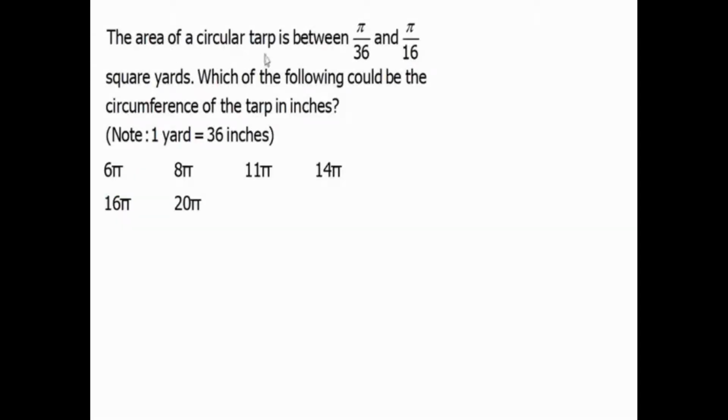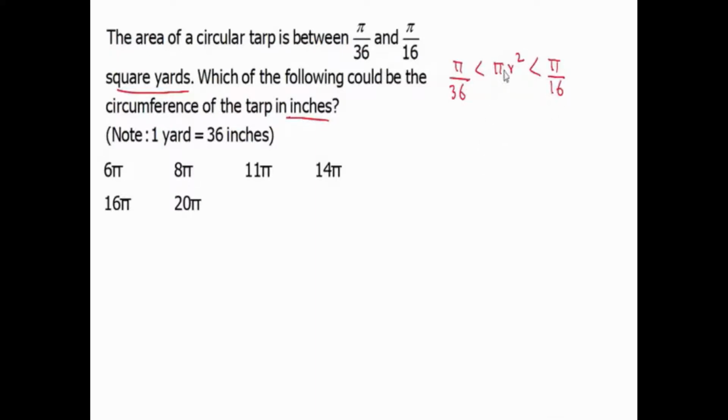The area of a circular tarp is between pi over 36 and pi over 16 square yards. Which of the following could be the circumference of the tarp in inches? Right then, so we know that the area of a circle is given as pi r squared, and it's given that this is greater than pi over 36 but smaller than pi over 16.